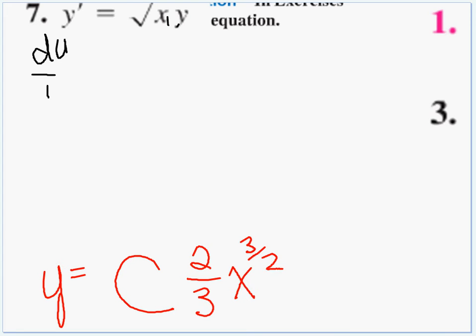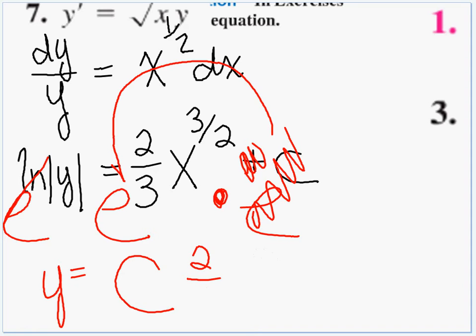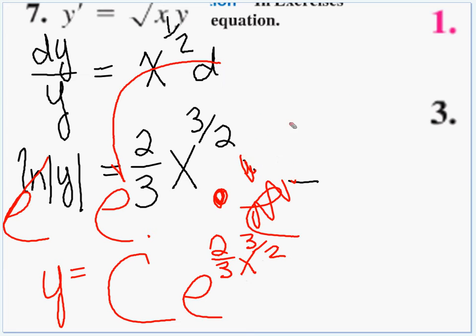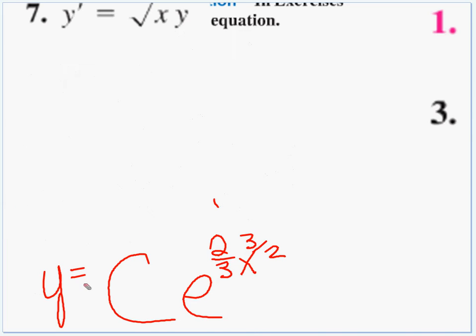Oops, hold on there. When my constant comes back here, it doesn't take the place of that e. What was I thinking? We're going to have a c e to the 2/3 x to the 3 halves power. There it is. There we go. So y equals c, e to the 2/3 x to the 3 halves power plus c.